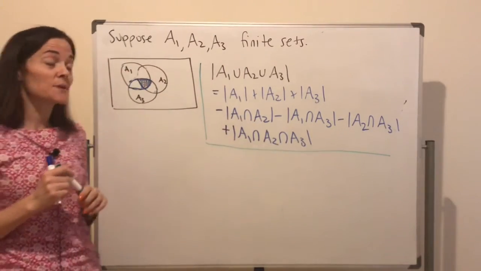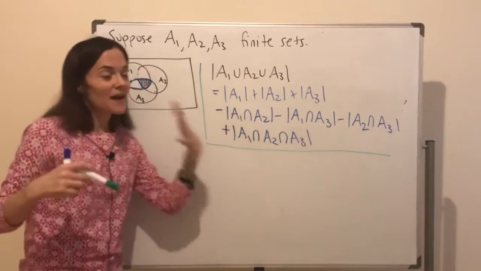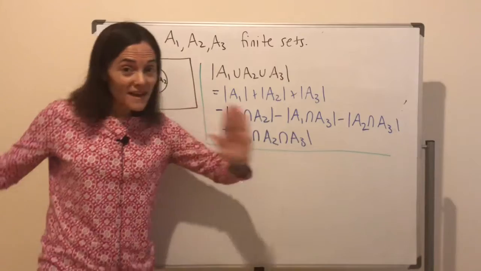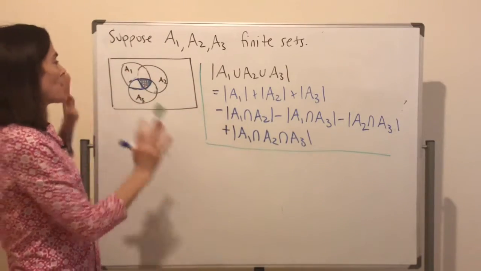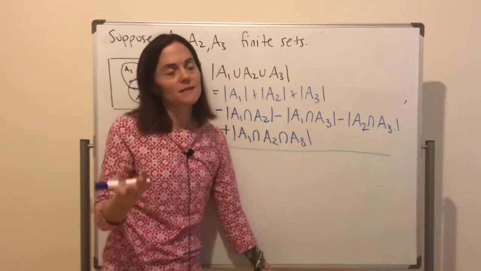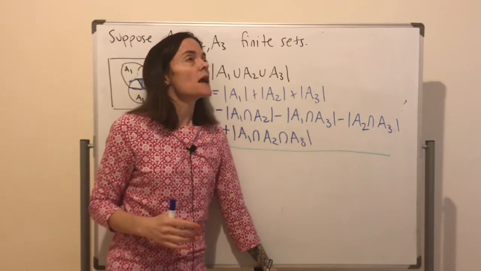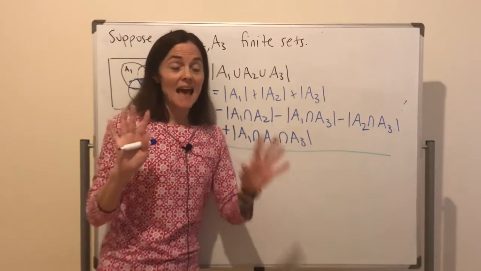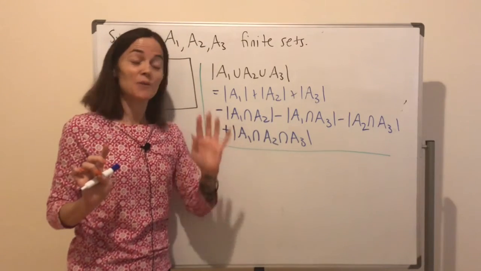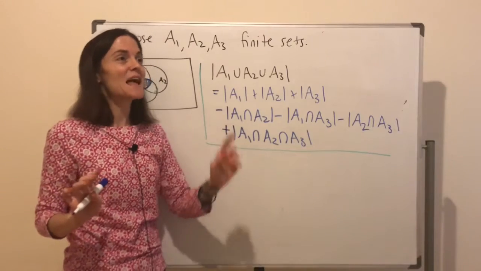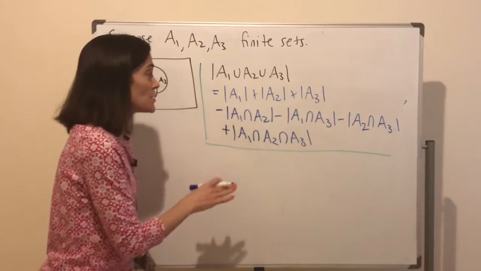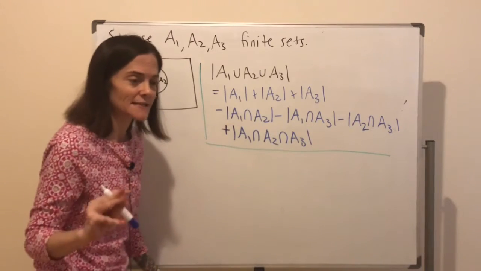Now, as you can imagine, it gets more complicated when you go to 4 sets, 5 sets, 100 sets. You keep adding, subtracting, as I mentioned. Include, exclude, like this. I don't want to get to that level of abstractness just yet, because it will be fun when we do. But first, I want to use this. Now, how am I going to use inclusion-exclusion for 3 sets?